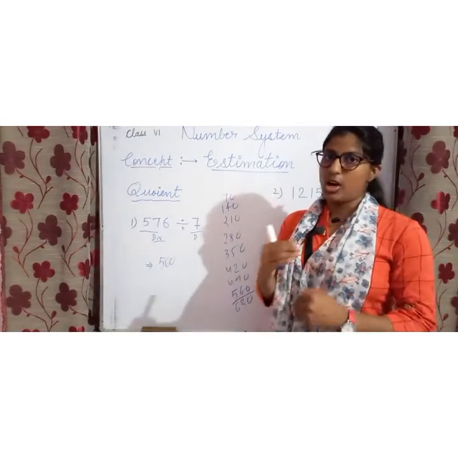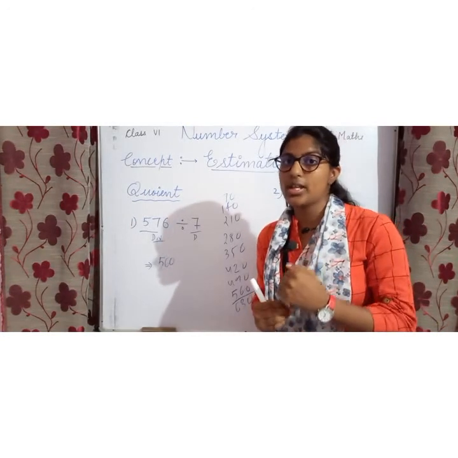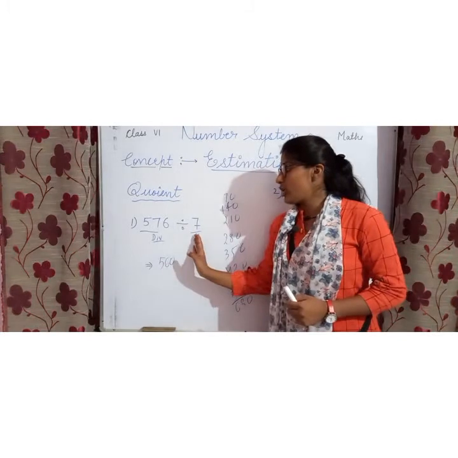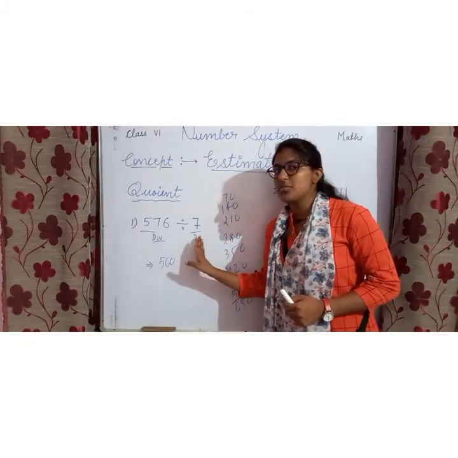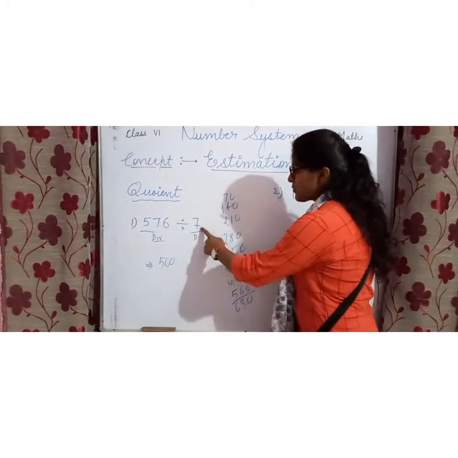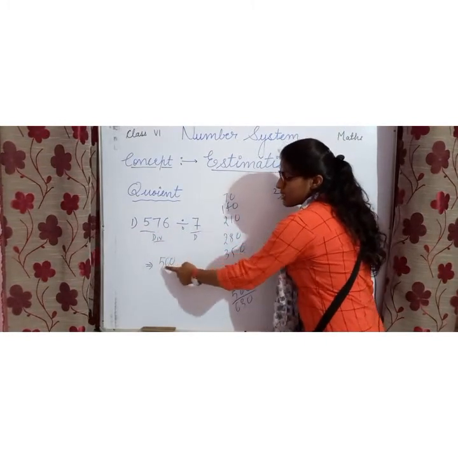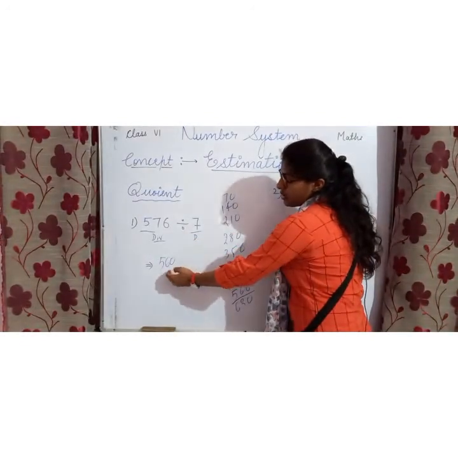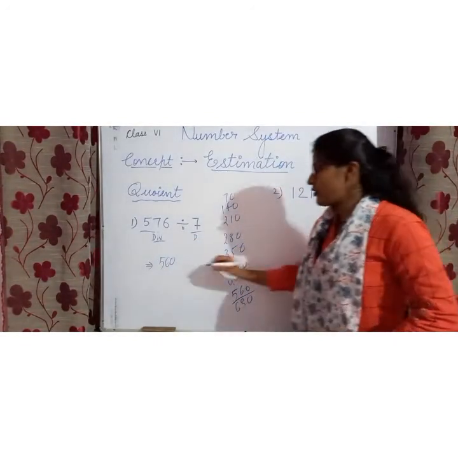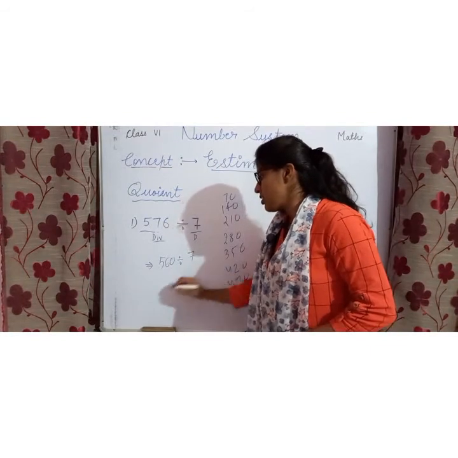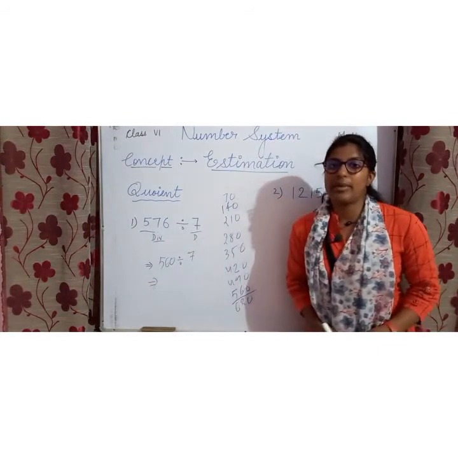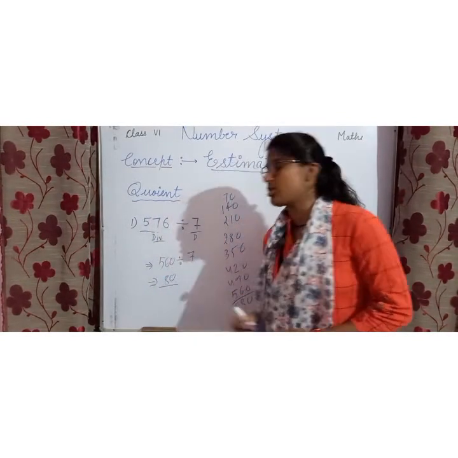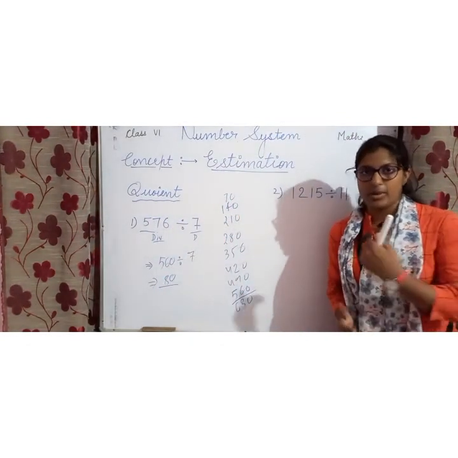Step number 1, we round off the divisor if that is a 2-digit number or more. Okay. Step number 2, we round off the dividend according to the nearest multiple of the divisor. What is the nearest multiple of this divisor? 560 is the nearest multiple. Okay. So we round off this dividend to 560. Clear? After this, you will divide. Yes. Now 560 divided by 7. You get your answer. 7 8s are 56. 80 is your answer. I will explain one more example to you.